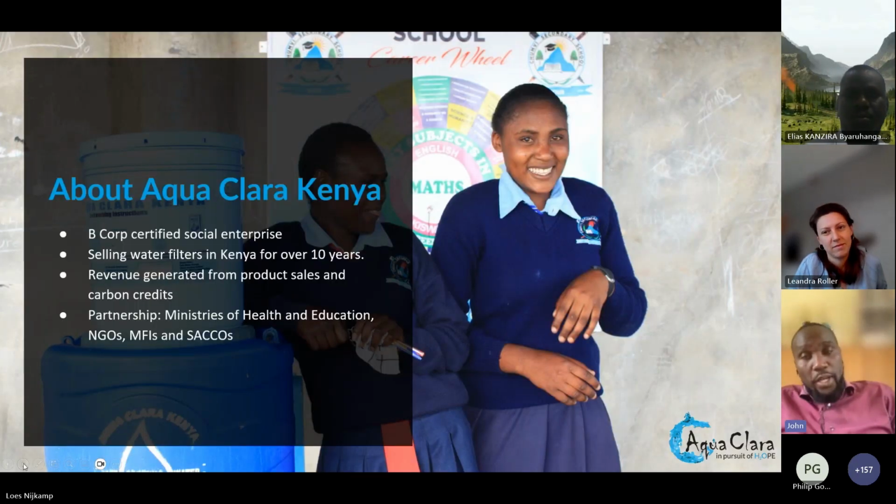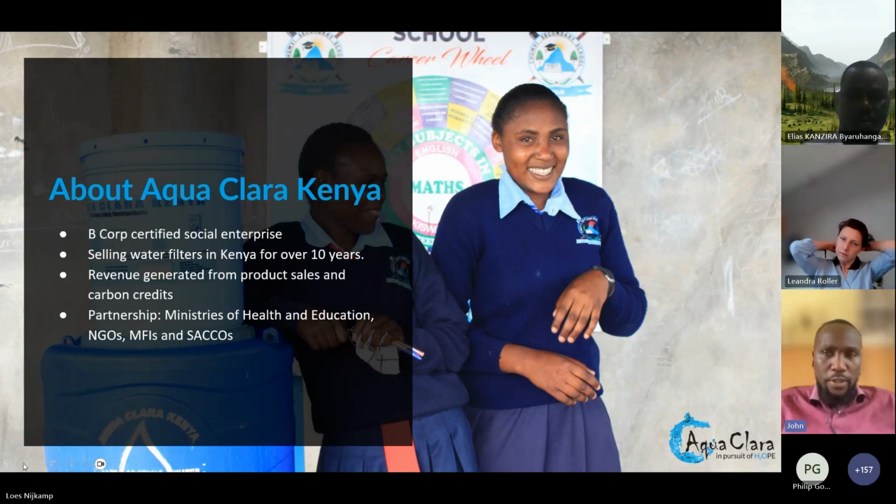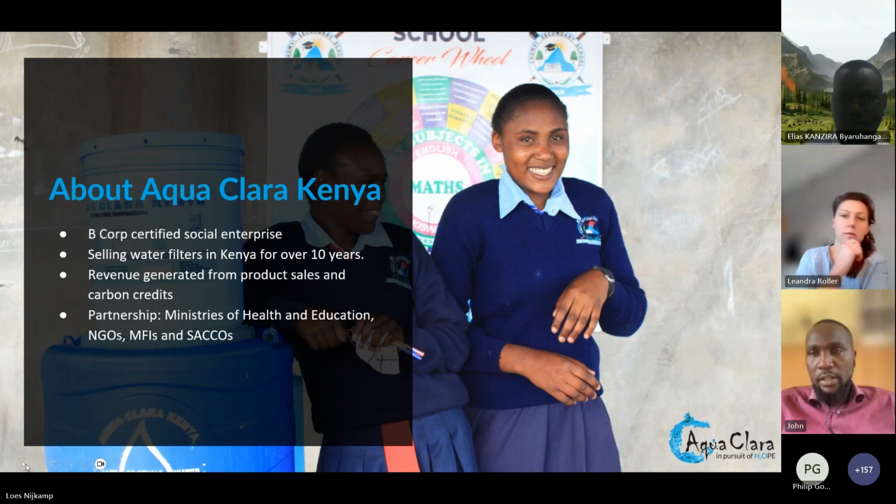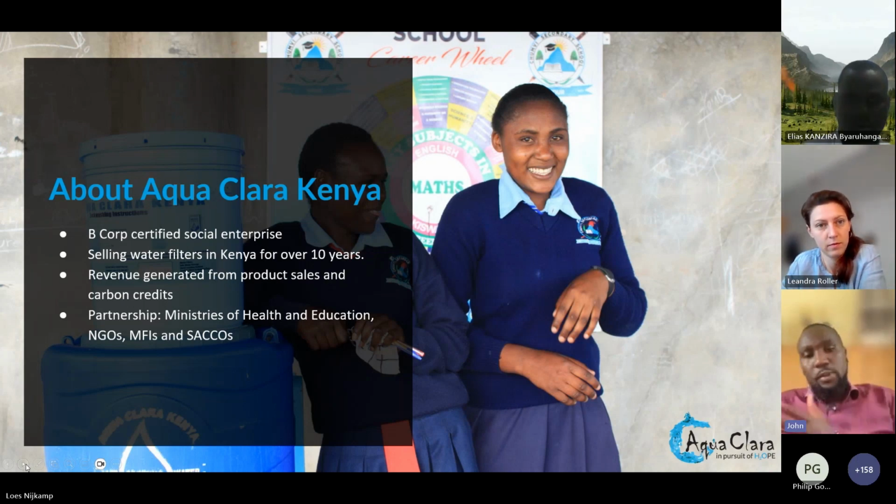A little bit about who we are. My name is John Nyagwencha, first of all. I am the CEO of Aqua Clara, Kenya. We are a B Corp certified social enterprise. We've been working in Kenya now for a little over 13 years. What we do essentially is provide access to safe drinking water, especially for communities living in rural areas across East Africa, where access to safe water is a challenge. But sometimes, of course, that also extends to our urban centers where safe water is still not guaranteed.